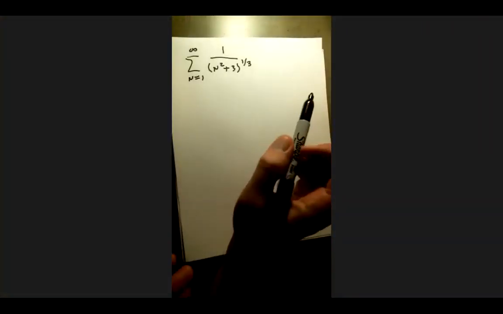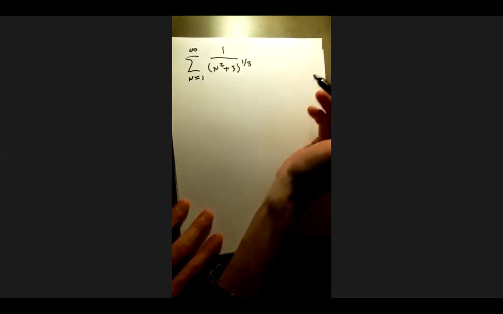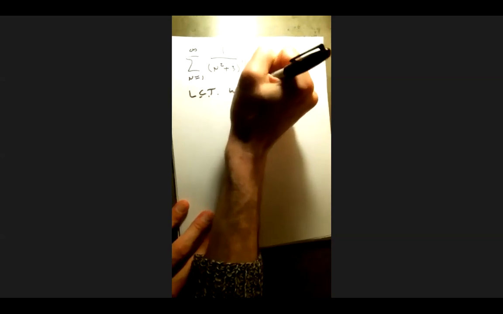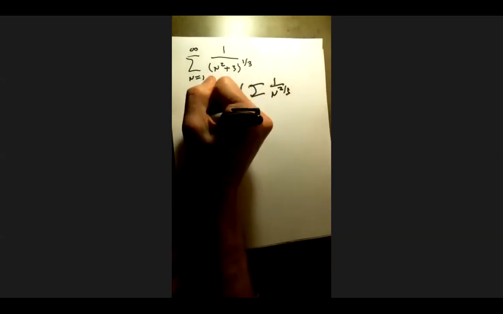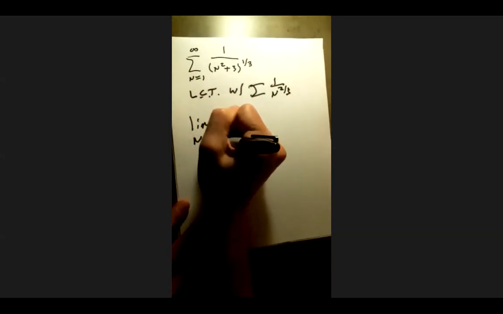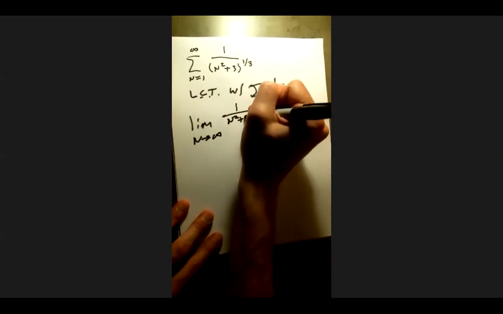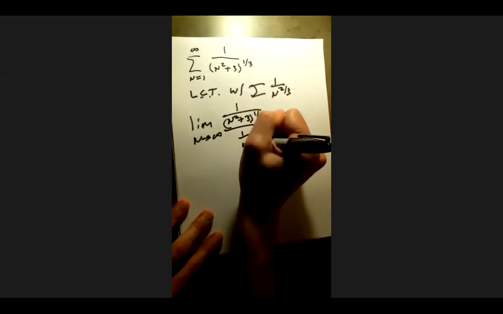Let's do one more example, and then I think that all this will come together nicely when you practice it on your homework. So here's the example that we were playing with earlier in class, and remember that our inequality went the same way. Now we're going to try our limit comparison test with the sum of 1 over n to the 2/3. So we can look at the limit as n goes to infinity of 1 over (n squared plus 3) to the 1/3, over 1 over n to the 2/3.